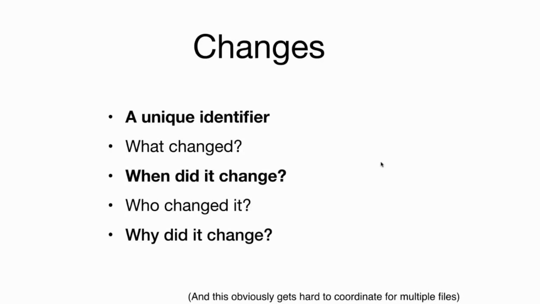Now, if you're just using this file naming system, you get a unique identifier, that's just the name of the file. It's pretty hard to see what changed if you've got a couple of arbitrary files sitting on disk. It's not terribly easy to say exactly how they're different. You get some information about when it changed, but you have to record that manually in the name of the file. No information about who changed it, and only very limited information about why it changed.